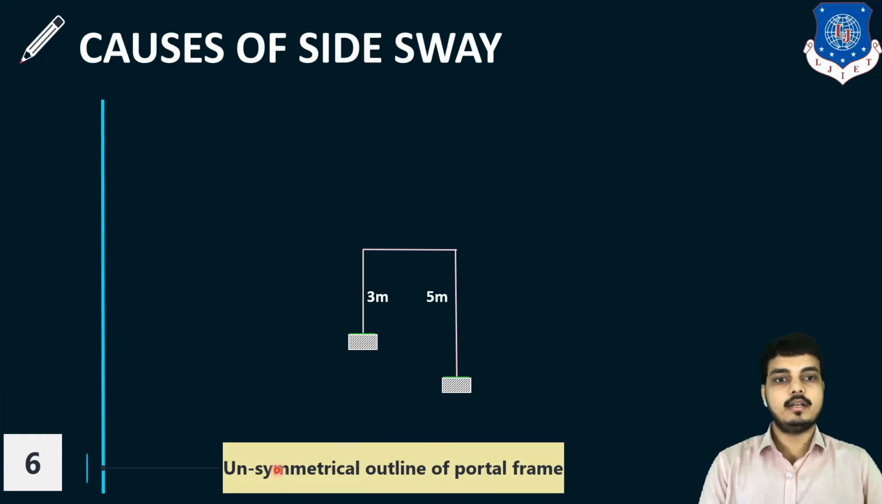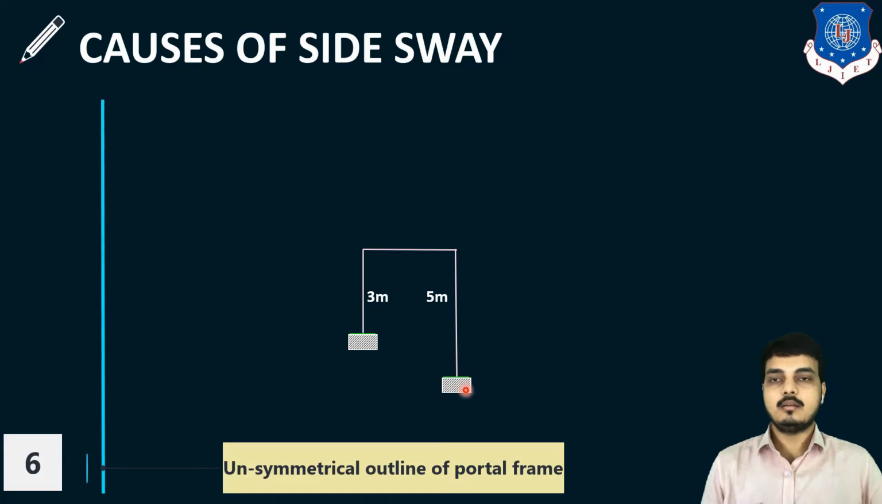Our next, sixth point is unsymmetrical outline of the portal frame. Unsymmetrical outline is nothing but a different length of the columns. Like here you can see there is a 3 meter length, and here it is a 5 meter length of this column. So there is a difference, or say unsymmetrical outline, of the frame.